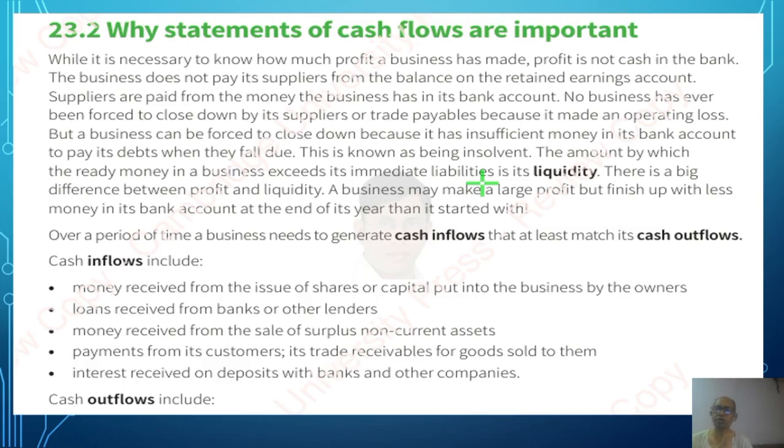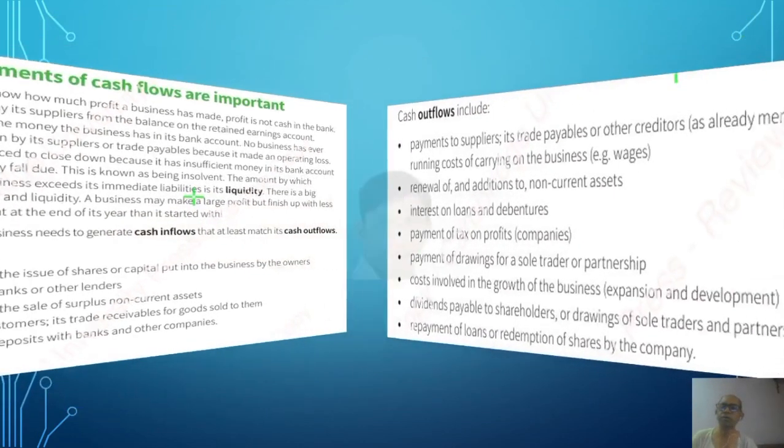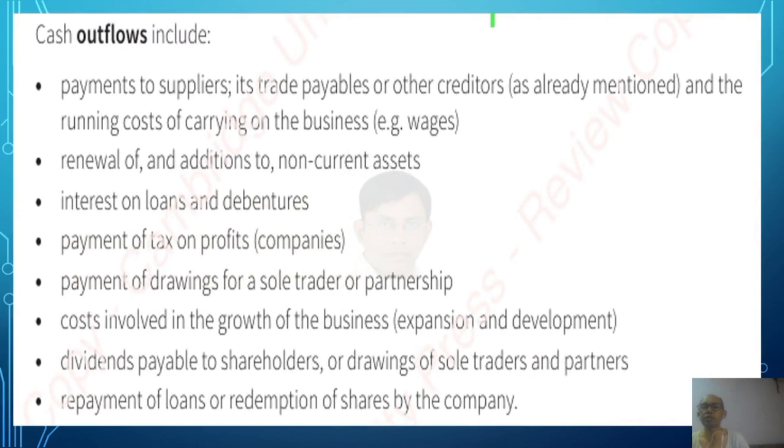Cash outflows include payments to suppliers with trade payables or other creditors as already mentioned, and the running costs of carrying on the business, for example wages, renewal of and additions to non-current assets, interest on loans and debentures, payment of tax on profits, payment of drawings for a sole trader or partnership, costs involved in the growth of business expansion and development, dividends payable to shareholders or drawings of sole traders and partners, and repayment of loans or redemption of shares by the company.